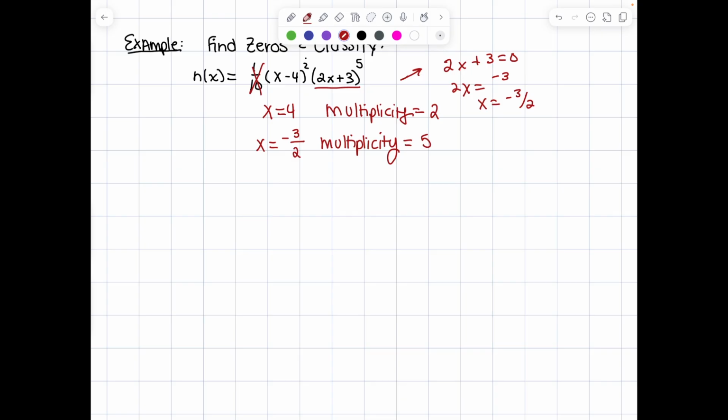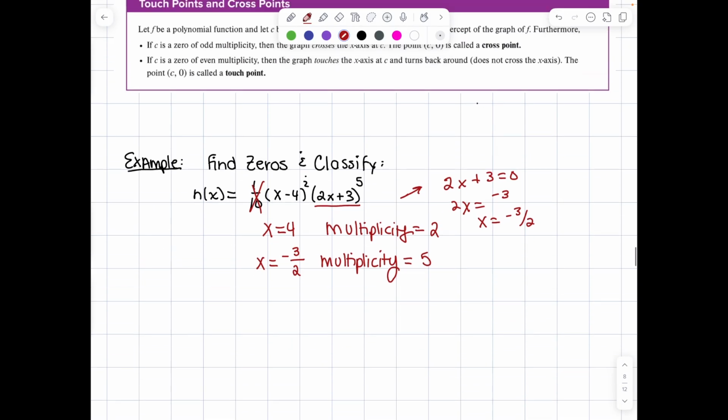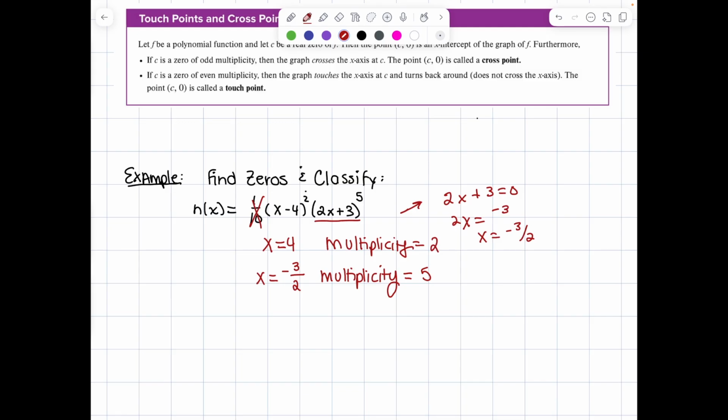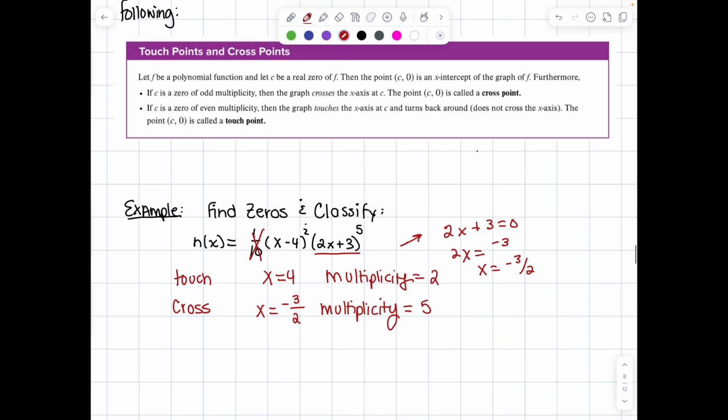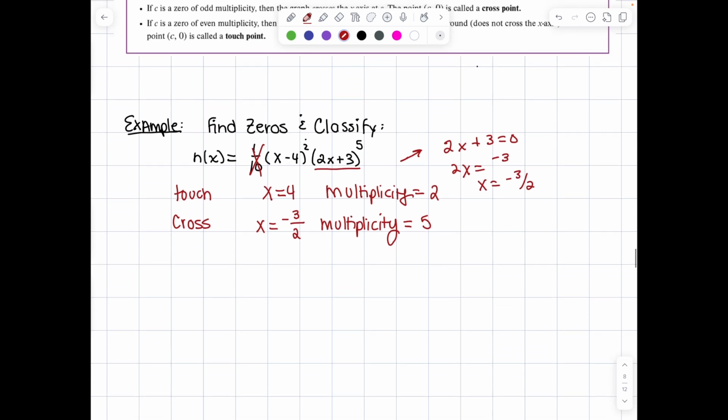Does it touch or does it cross? So we look at our graph here, or our little chart. If it's a multiplicity even, 2 is even, this is going to touch. If it's a multiplicity odd, it's going to cross. Okay. All right, so that is how we determine the zeros and classify them as such. Okay, that's all we have to do.